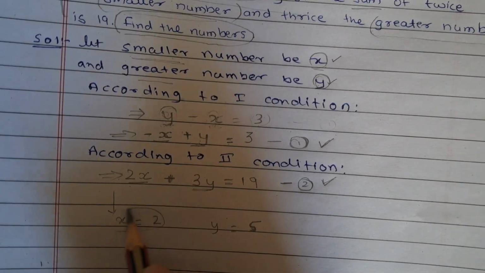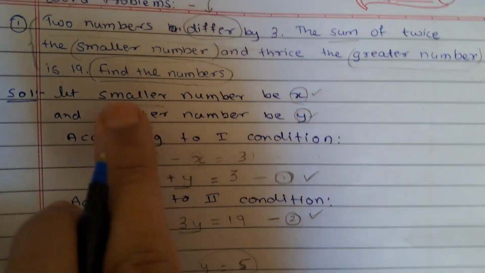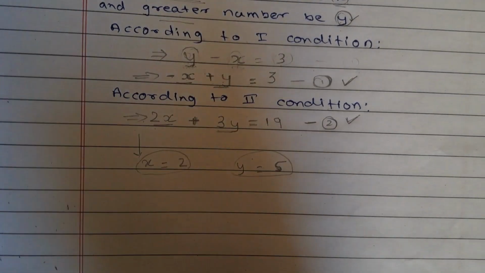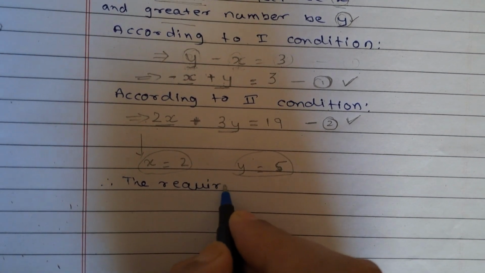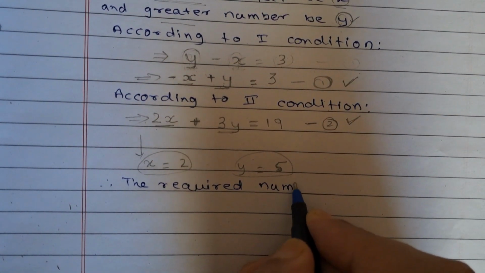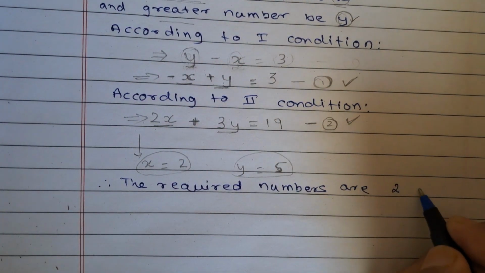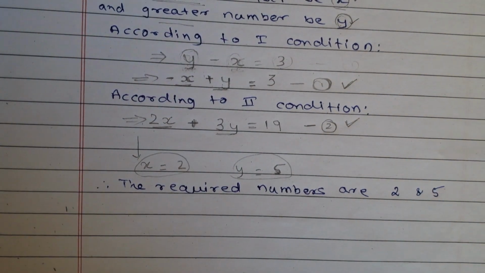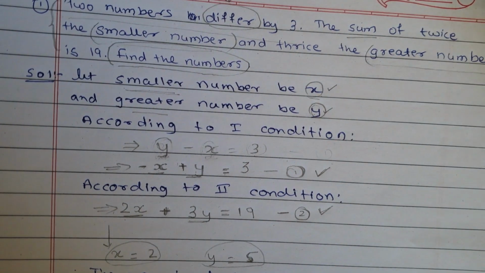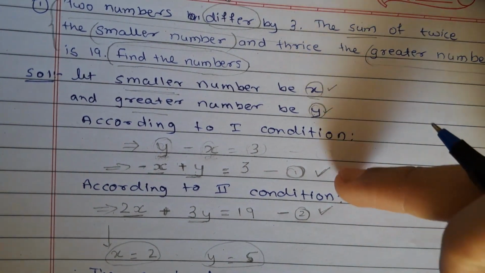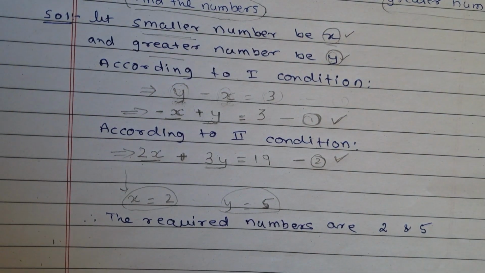And once you get these two values of x and y, your final answer should be something like, what was the question? Find the numbers, right? So you will write your final answer as, therefore the required numbers are 2 and 5 or 5 and 2. You can write either way, it's not a problem. Okay, so the main crux of such word problem sums is to find out the equations. Once you have found out the equations, you can use any method and solve them in order to find your value of x and y.